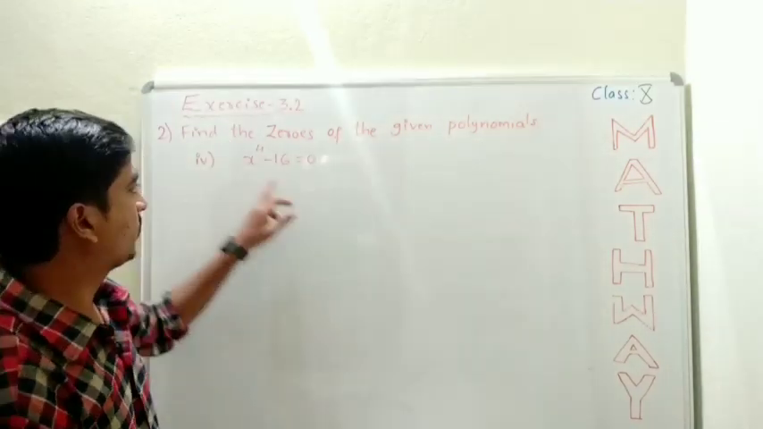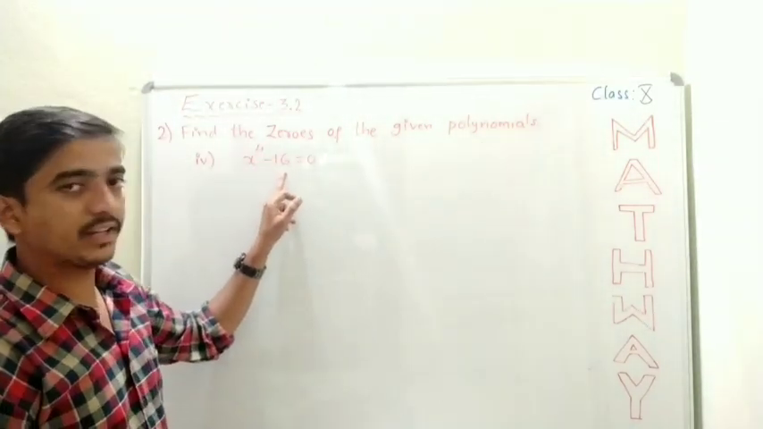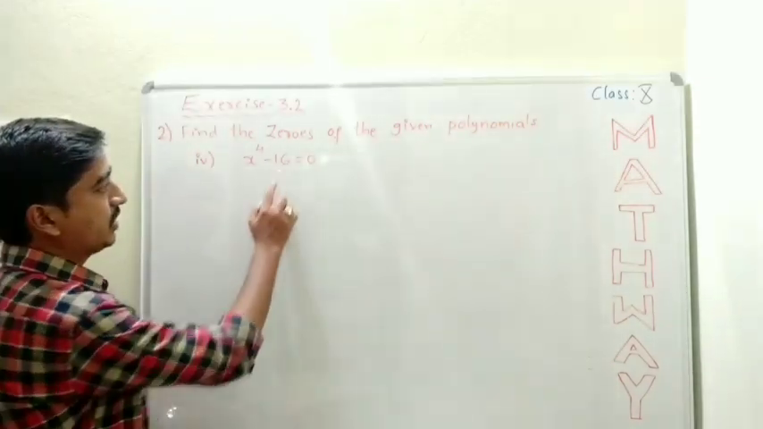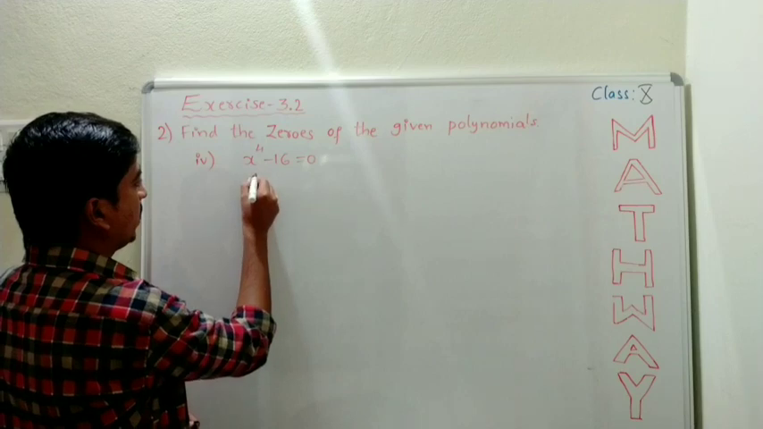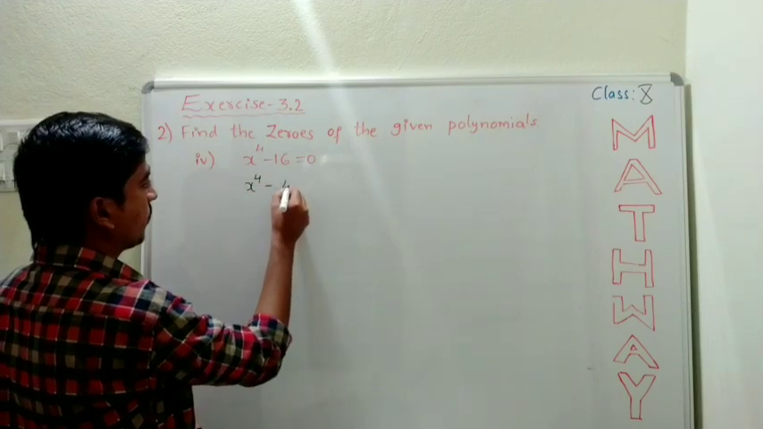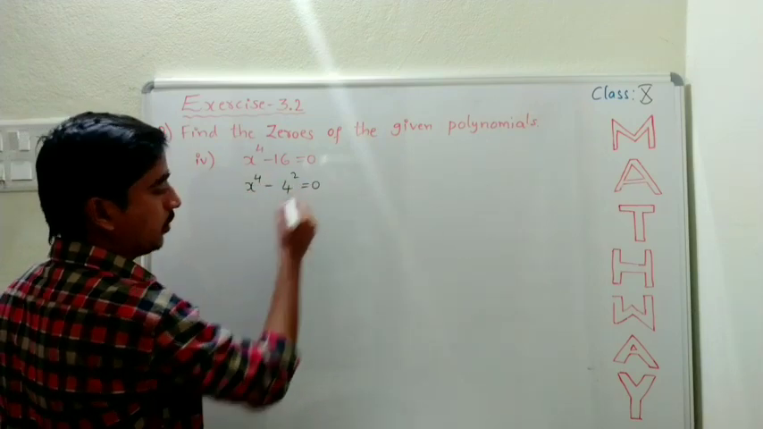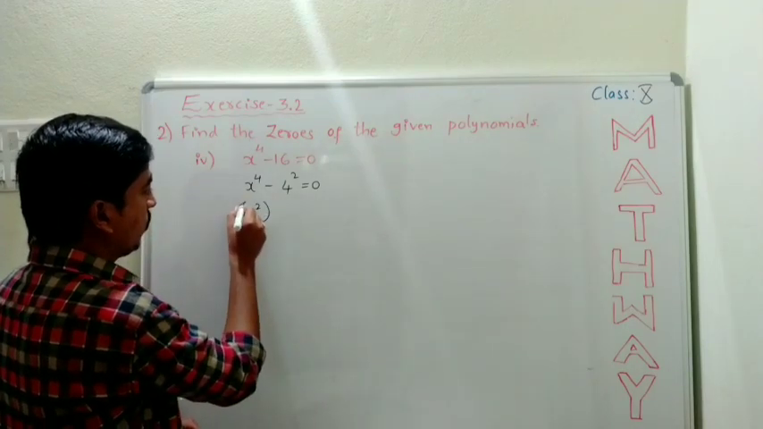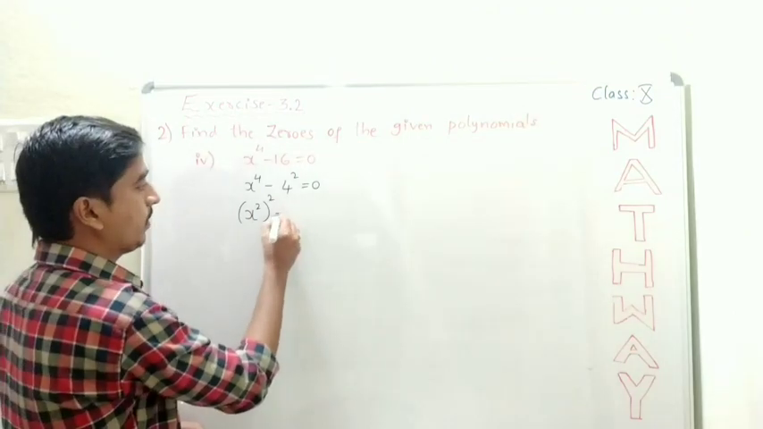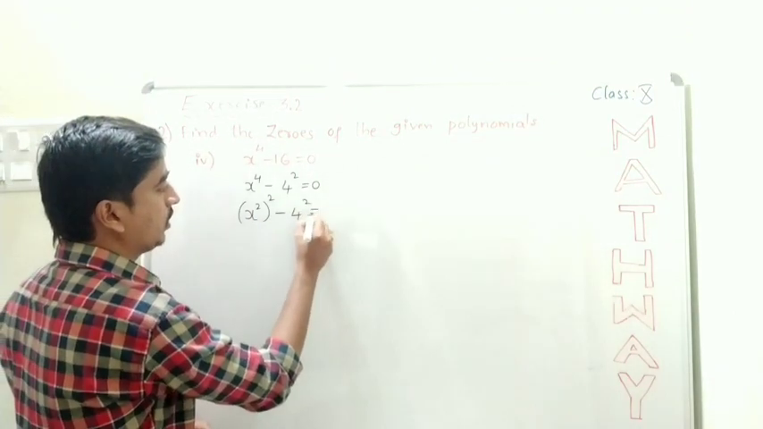Fourth problem, that is x to the power 4 minus 16 equals to 0. So 16 we can write as 4 square. So x power 4 minus 4 square is equal to 0. And x power 4 can also be written as x square whole square. So x square whole square minus 4 square is equal to 0.